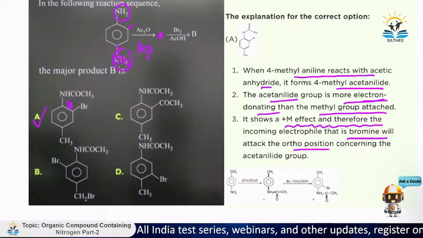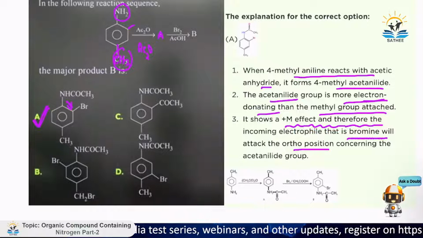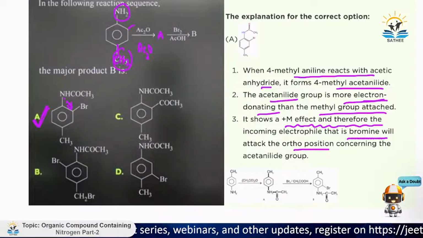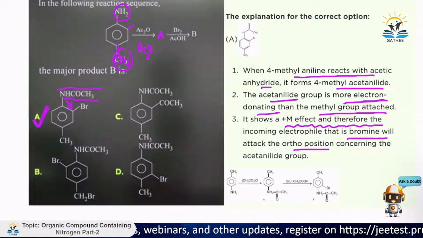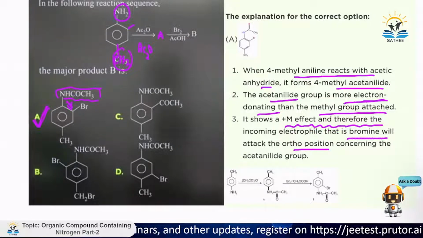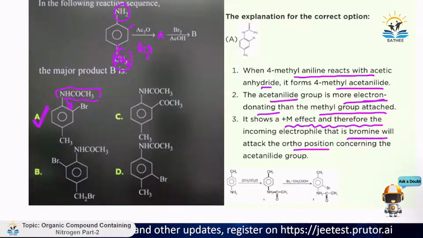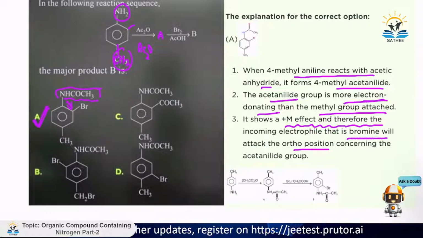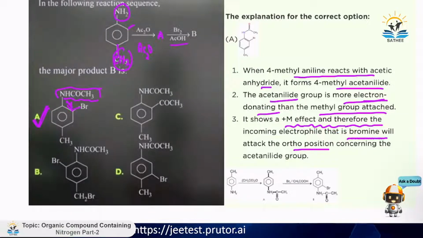So with Ac2O, first it will form acetanilide. We are seeing here acetanilide is being formed, and further on reaction with bromine in acetic acid, AcOH, it will form the product where bromine attaches at the ortho position. So this is the correct option.